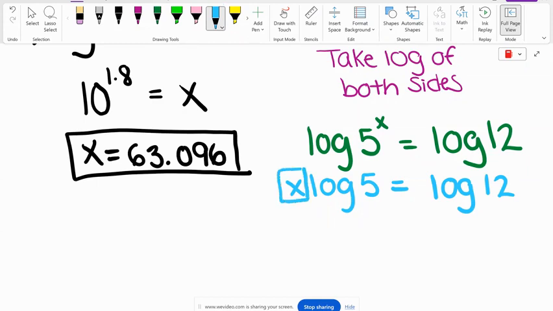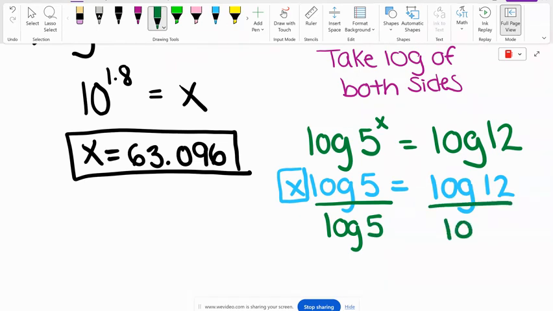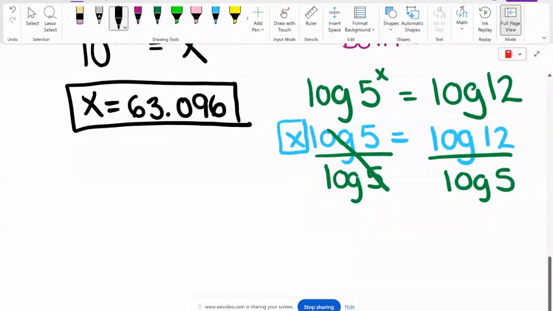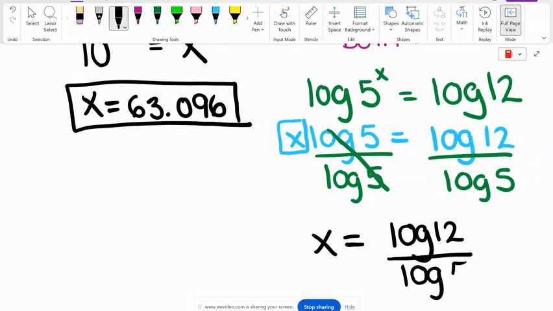In order to solve for x, what can I do with the log of 5? Divide it on both sides. You got it. So I'm going to divide log 5 on both sides. So now I will have x is equal to log of 12 divided by log of 5. This is what we're going to type into our calculator. So let's go to our calculator.